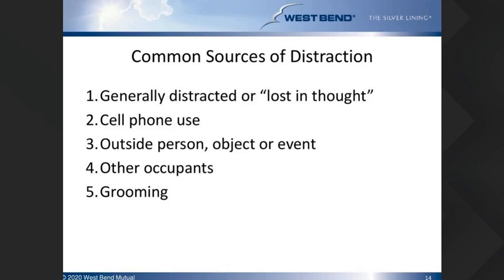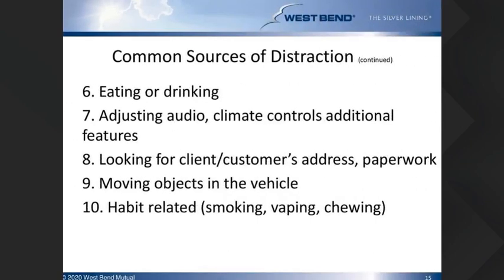Fifth is grooming. We've all seen it out there before. Hopefully we're not performing it, but you've seen those people doing their hair in their car, doing their makeup on their way into work. Those self-grooming tasks are also distractors from driving. Then there's eating or drinking, and adjusting audio or climate controls or additional features as our vehicles continue to get increased electronics within them.